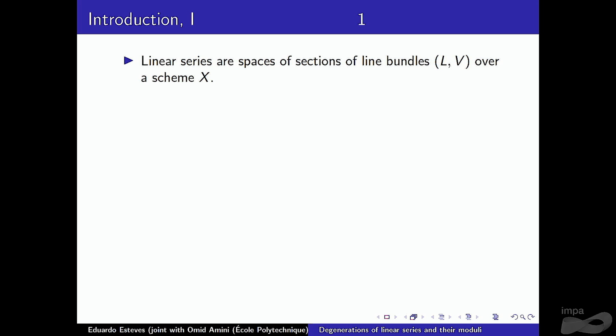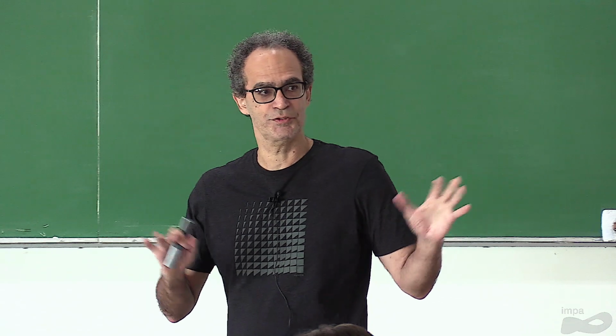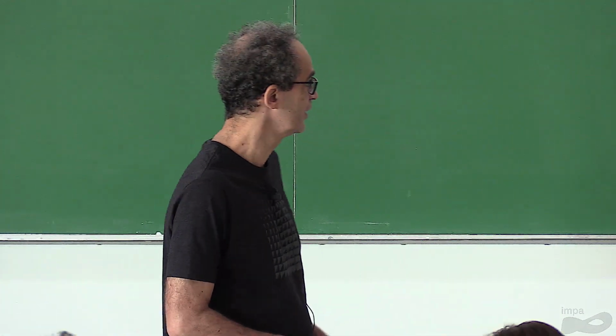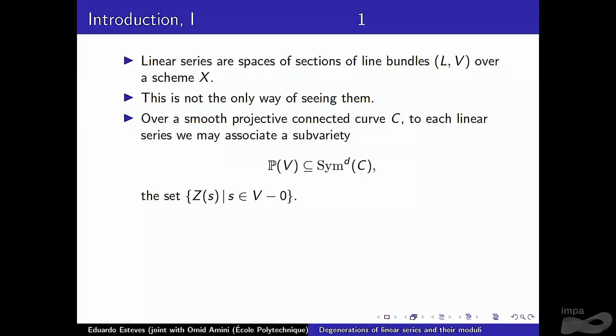If you have a nice scheme, and we have other ways of seeing this thing, we'll just talk about curves here, even though some of the aspects of the work can be generalized to a higher dimension. But over a smooth curve, we can view a linear series as a subvariety of the symmetric product of the curve. Just take the sections and look at where they vanish. So that gives you a projective subvariety.